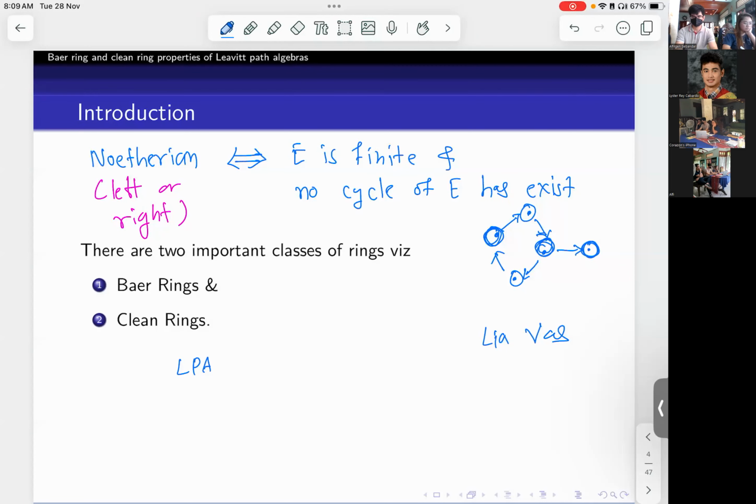Just pardon my pronunciation. This Baer is pronounced like this, probably like Baer, but everyone in my vicinity pronounces it as Bayer. So I know it's some sort of wrong pronunciation, but I have got used to it. So please pardon my pronunciation.